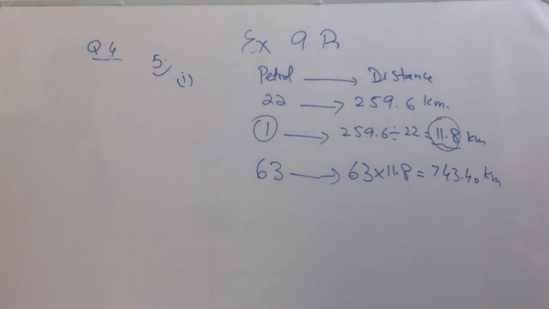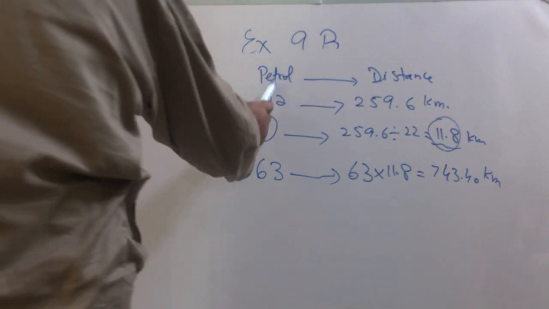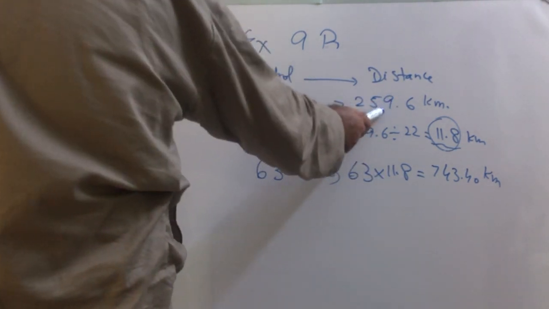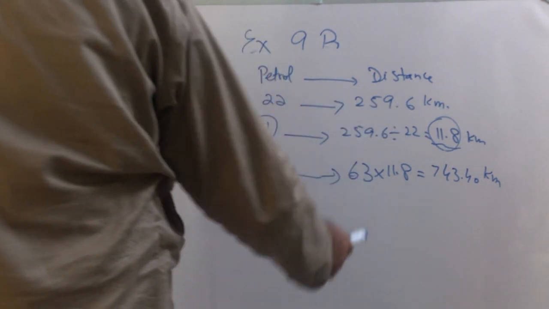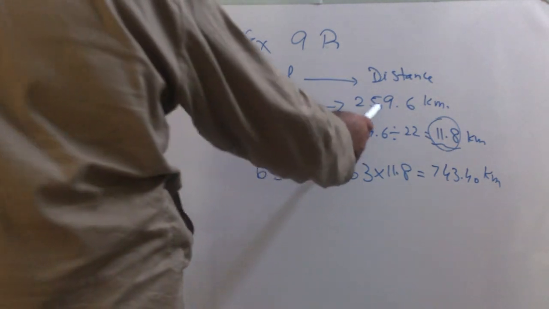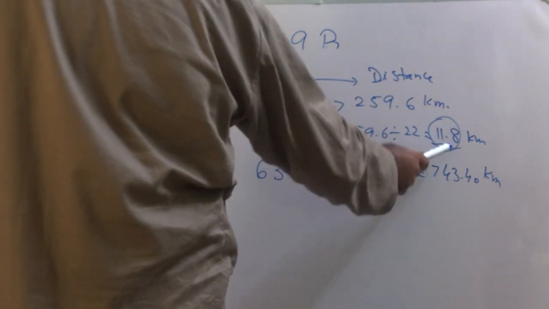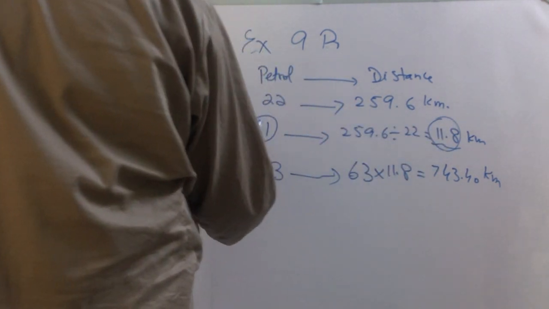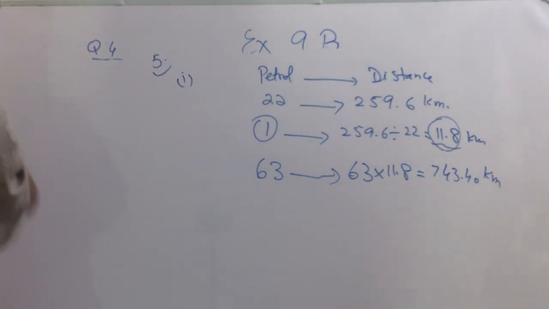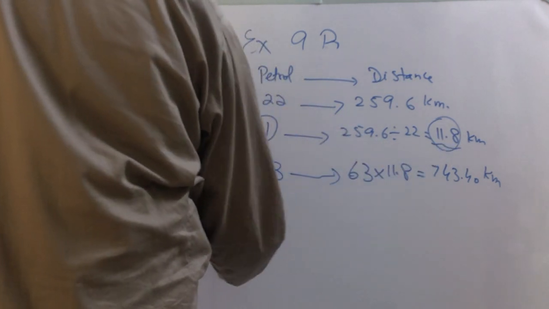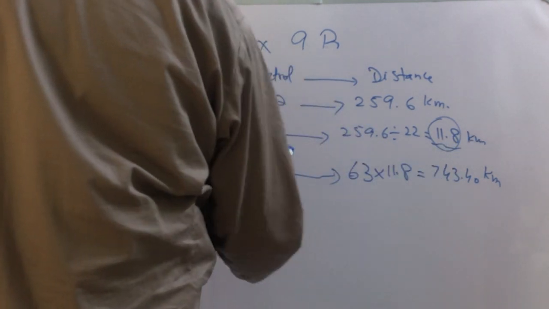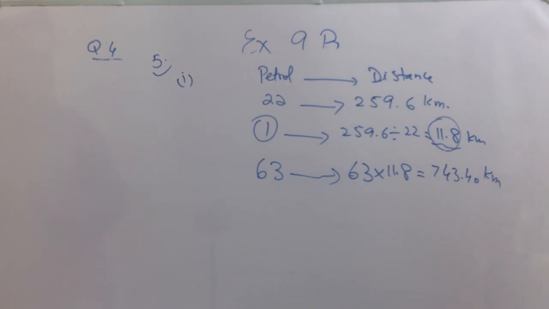Anything which is to be calculated must be on the right side. We have 22 liters, and we can go this distance. If we have less petrol, we will go fewer kilometers. So this divided by this, we can travel 11.8 kilometers if we have 1 liter of petrol. If we have more liters, we can go more. This multiplied by this, we get the answer.